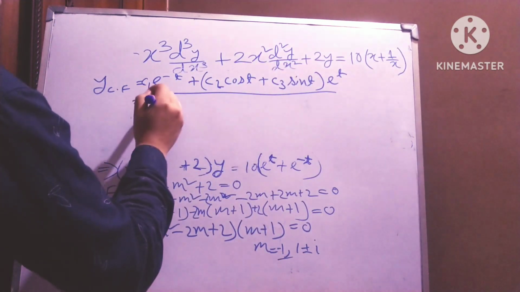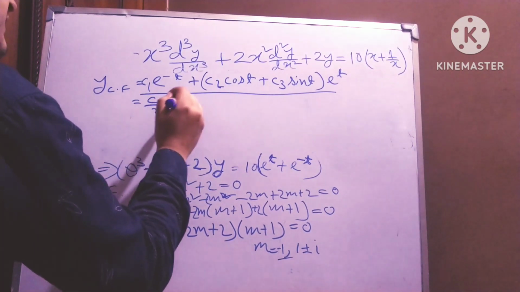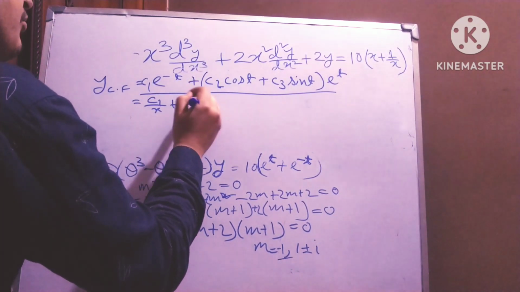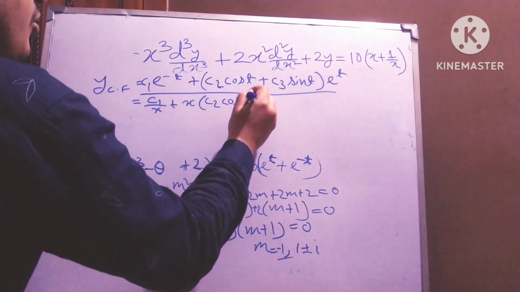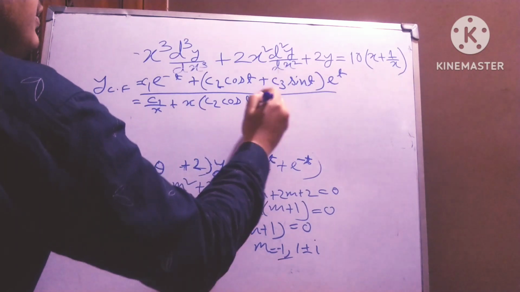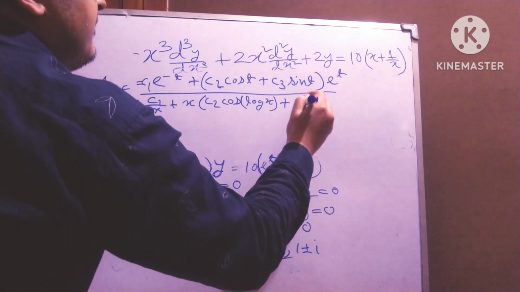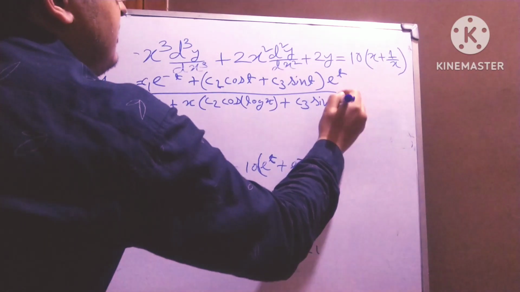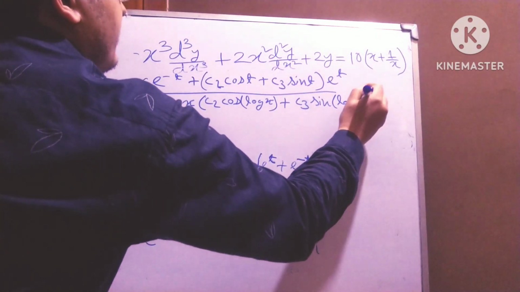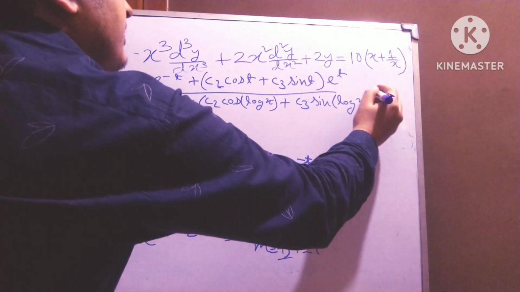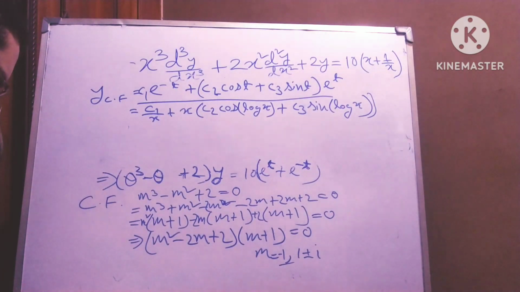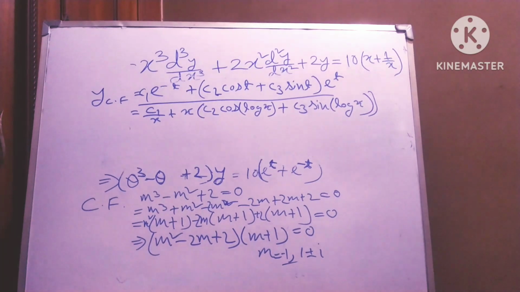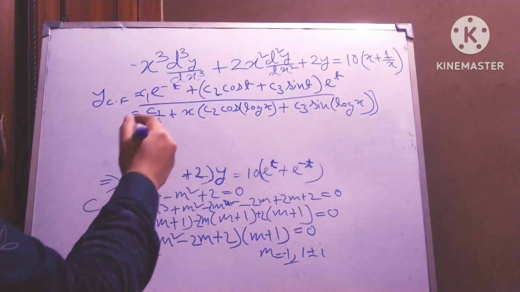Okay, so it can be written as c1 by x plus x into c2 cos log x plus c3 sin log x. Okay, you get this value. Now friends, this is my CF. Okay, you will get clear idea.